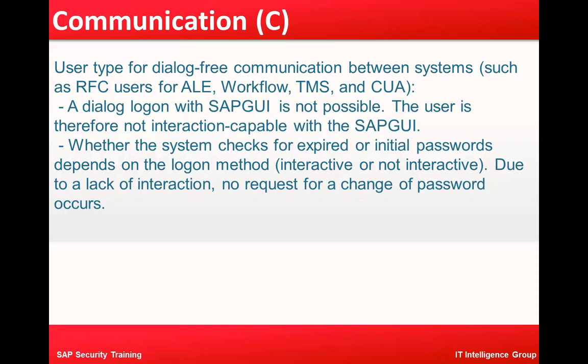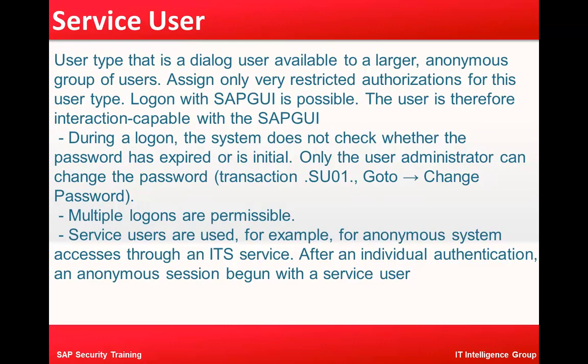So we need to raise exceptions for them, and in these circumstances we use the system user. Next is the communication user. This is a user type for dialog-free communication between systems. Dialog logon with SAP GUI is not possible. Whether the system checks for expired or initial password depends on the logon method, that is interactive or not interactive. Due to lack of interaction, no request for a change of password occurs. We use this type of user mainly for CUA, TMS, workflow, ALE. So we need to make a call on which user to use.